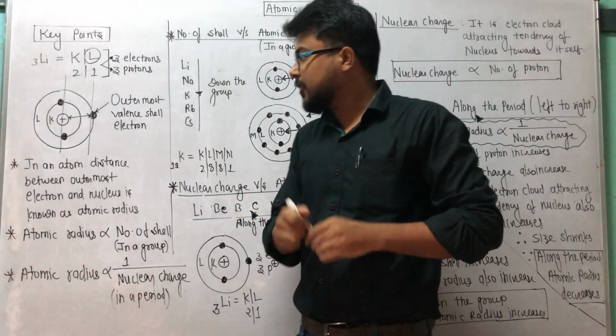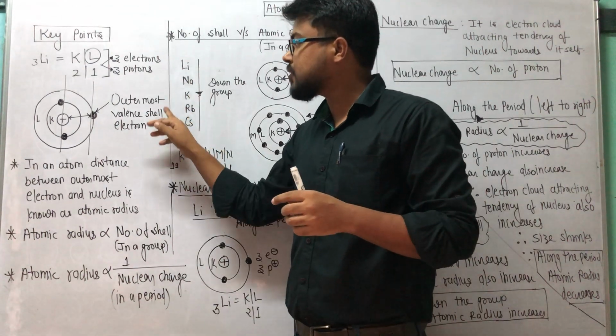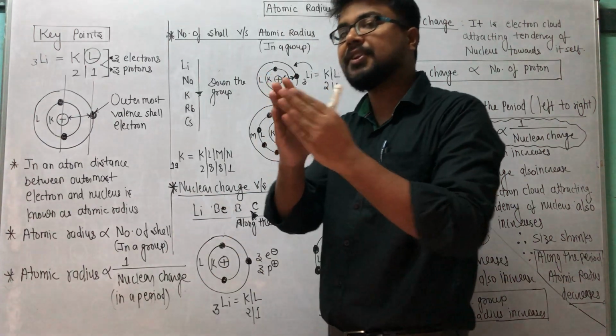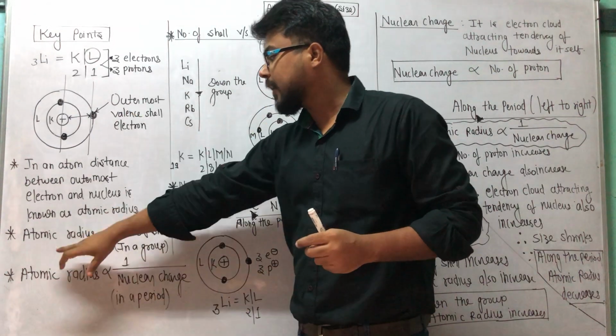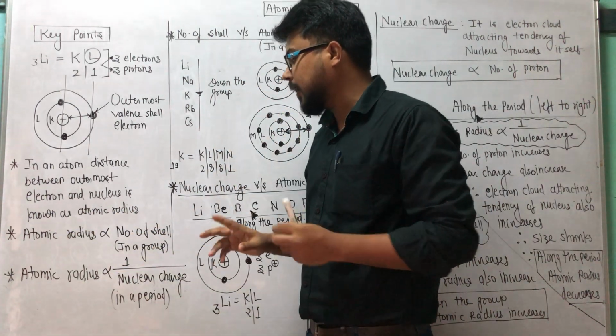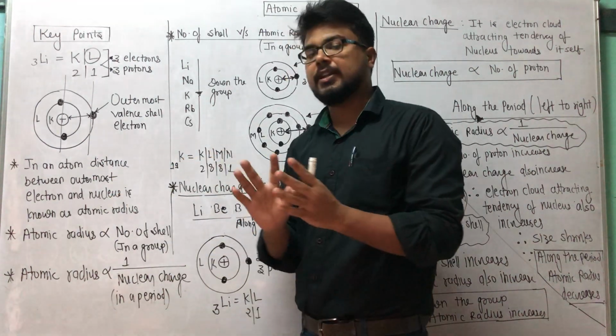So for atomic radius we have to focus on number 1, the outermost valence shell electron, number 2, the nucleus, and number 3, their distance, correct? To understand the concept of atomic radius well, I will focus on 2 terms: number 1, number of shells, and number 2, nuclear charge.